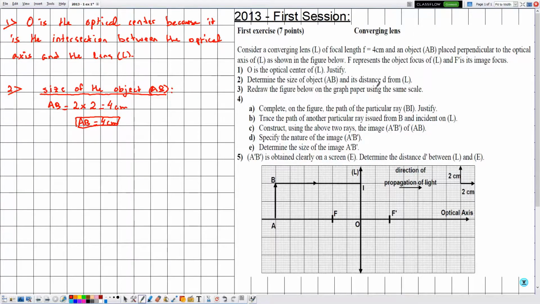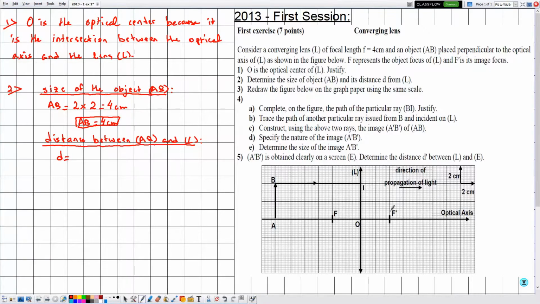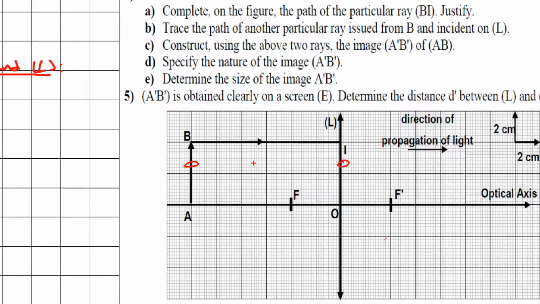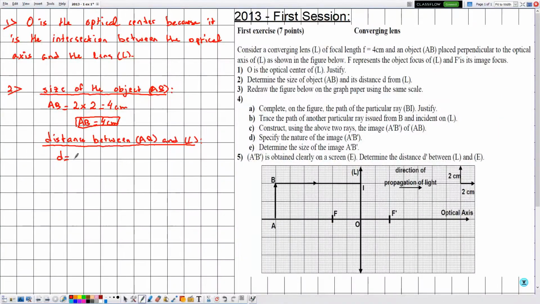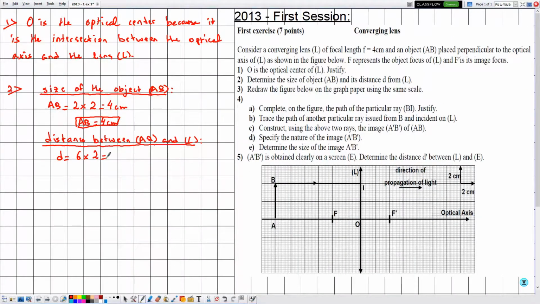And now let's calculate the distance D between AB and L. This distance is denoted by D. So this is the object AB and this is the lens L. This distance consists of 1, 2, 3, 4, 5, 6 divisions. And we multiply by the scale along which we have counted the number of divisions, which is the scale along the x-axis. This will give me 12. Since the scale is in centimeters, the value of D will be in centimeters. So D is equal to 12 centimeters. Okay, this is it for part 2.